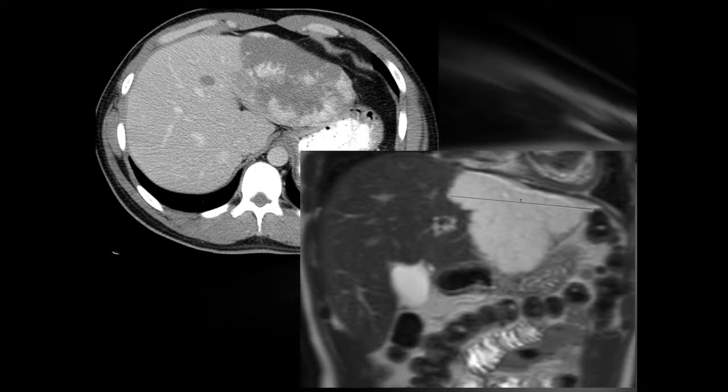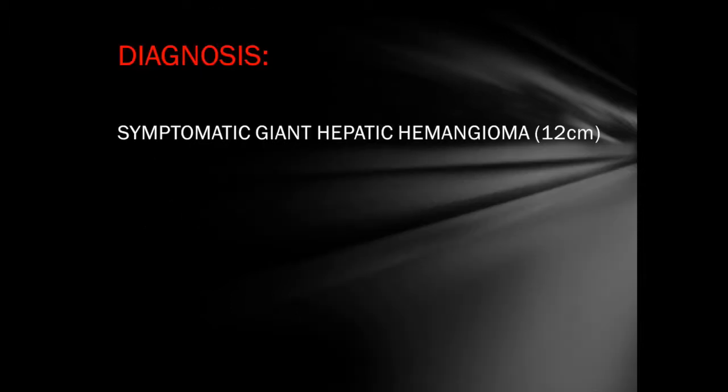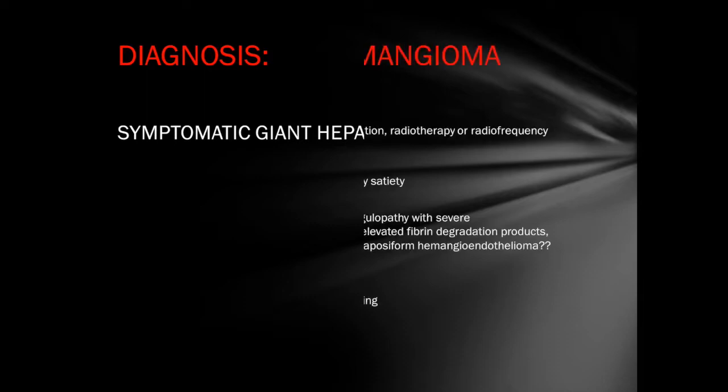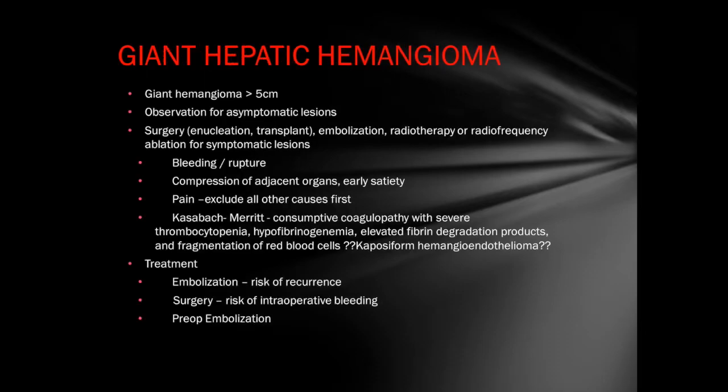This is a coronal T2 weighted image, which shows the relatively bright signal intensity of a hemangioma. This one measured 12 centimeters, which by definition is a giant hemangioma. So this is a symptomatic giant hepatic hemangioma measuring 12 centimeters. A giant hemangioma refers to any hemangioma greater than 5 centimeters.